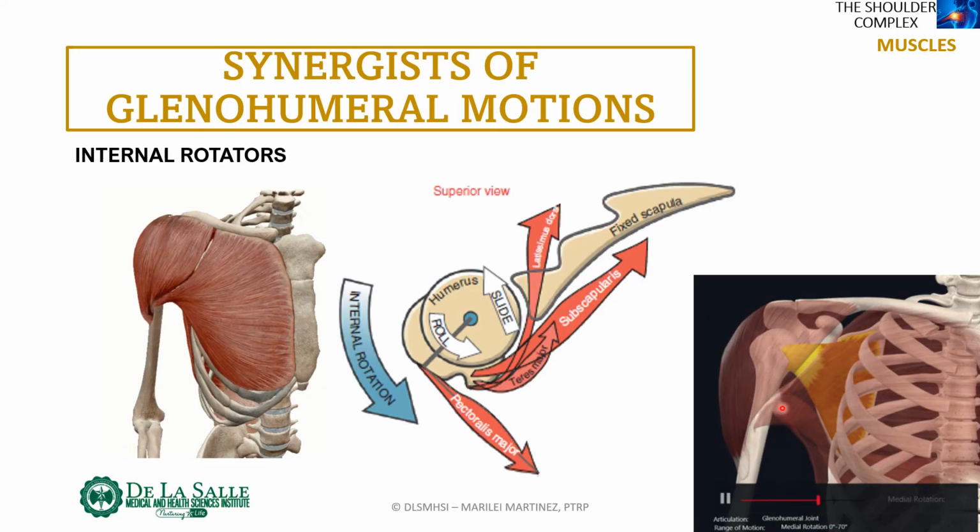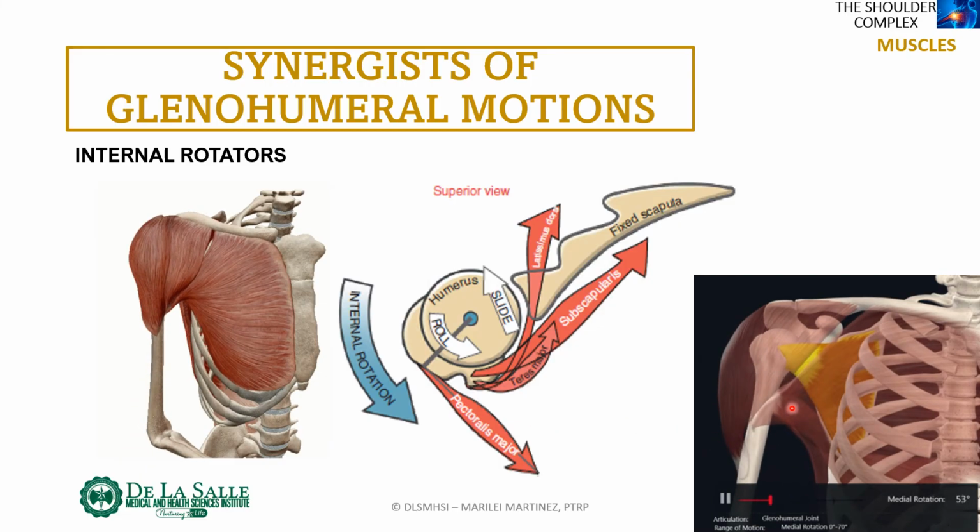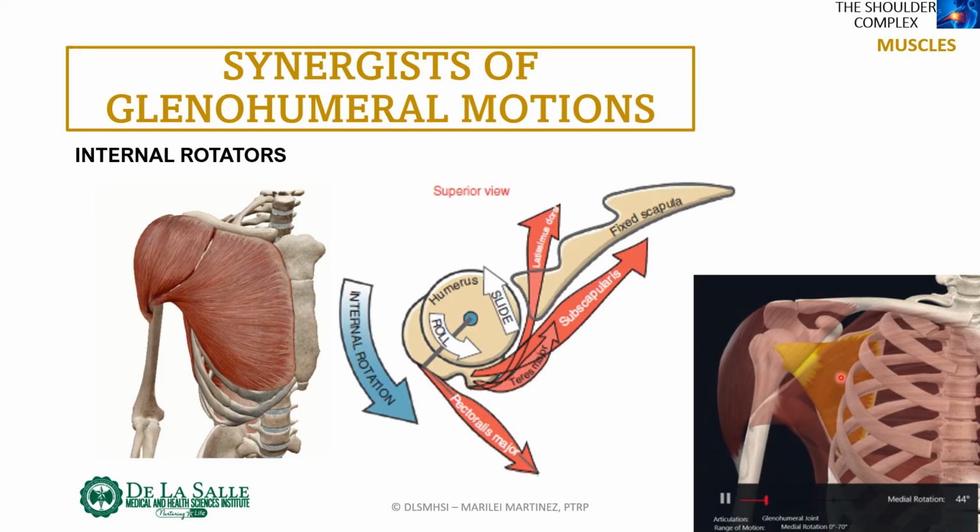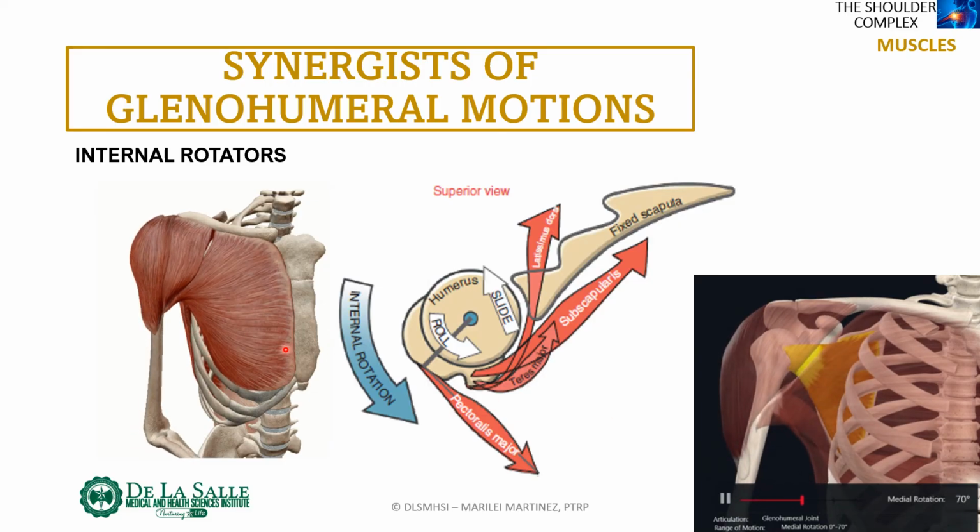We also have the teres major, the latissimus dorsi, okay, on the posterior view. Remember the action of the latissimus dorsi in the GH joint is exadir. Then, lastly, we have the pectoralis major. Again, subscapularis of the rotator cuff muscle, teres major, pectoralis major, and the latissimus dorsi.